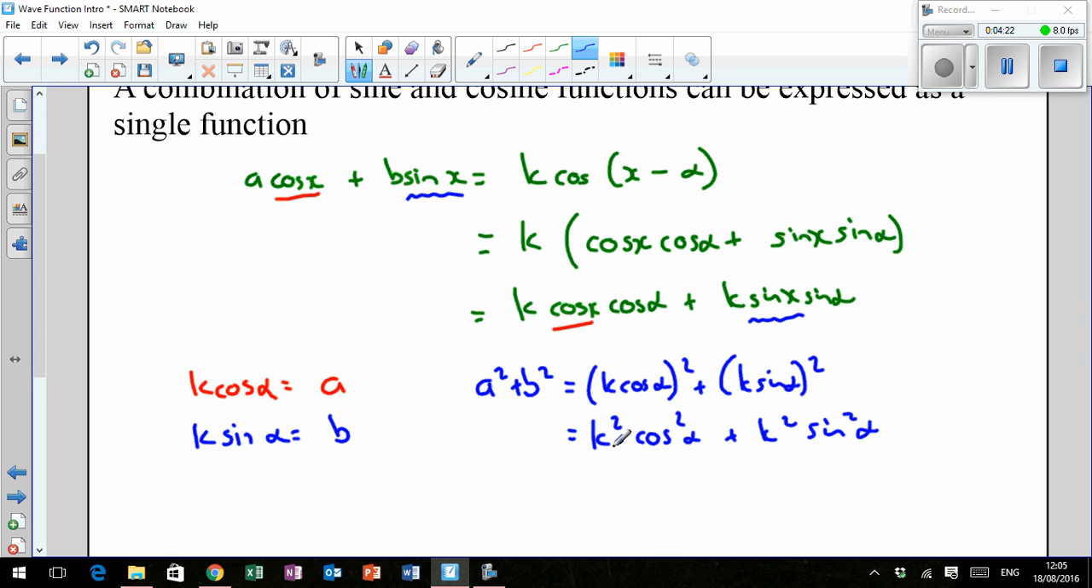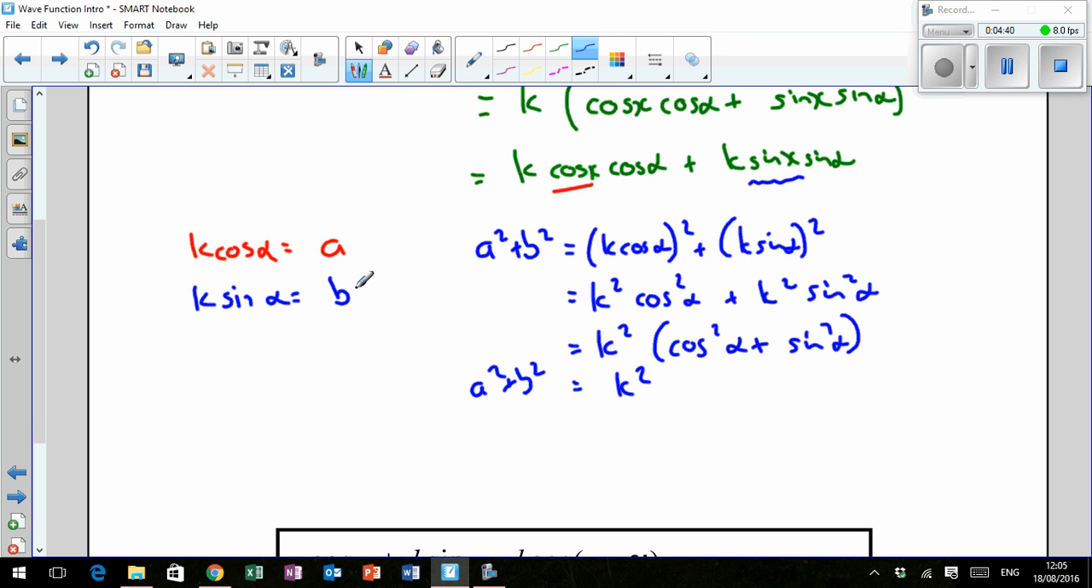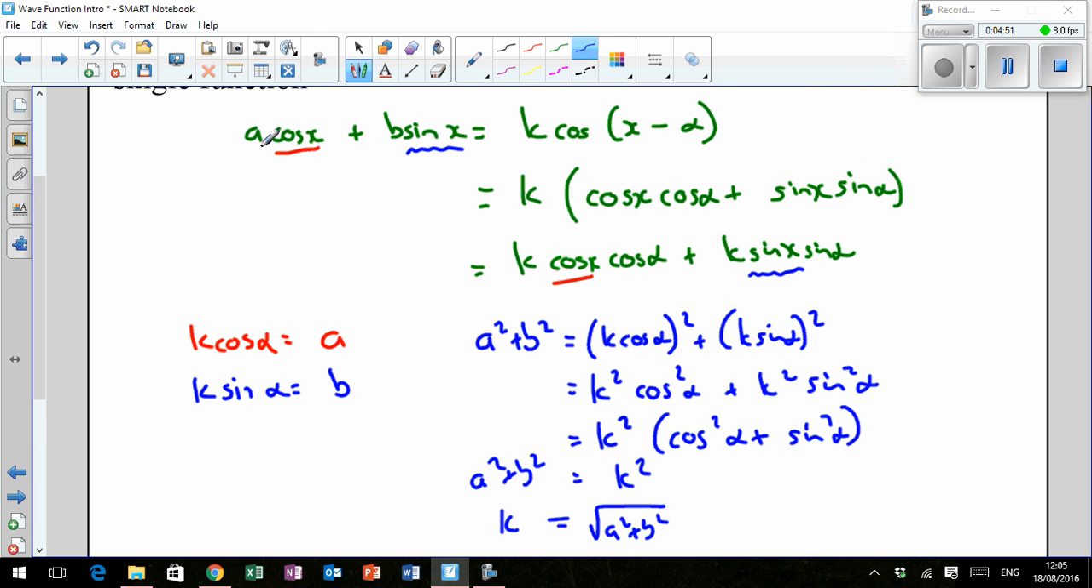Okay, so there I can take out a common factor of k squared. And we know that cos squared alpha plus sin squared alpha is equal to 1. So really, a squared plus b squared is equal to k squared, which means that if I want to find out k, then I need to do the square root of a squared plus b squared. Very similar to Pythagoras, but this is how we're going to find k. Whatever numbers are there, we square them, add them together, and square root.